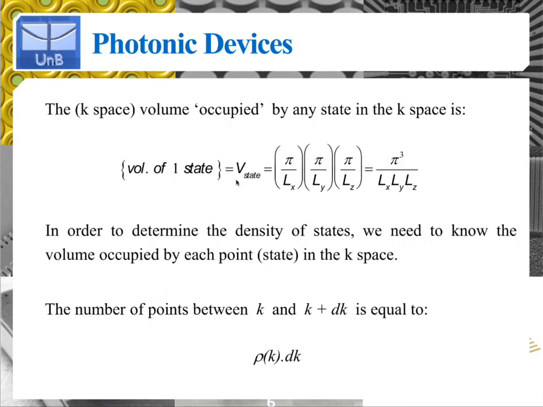So this volume, like we said, is derived by multiplying each of the three dimensions: pi over Lx times pi over Ly times pi over Lz, which is equal to pi cubed divided by the volume of the solid. Lx times Ly times Lz is the volume of the solid in real space, in our three-dimensional real space. So what we just defined is the volume of each state, the volume of one state.